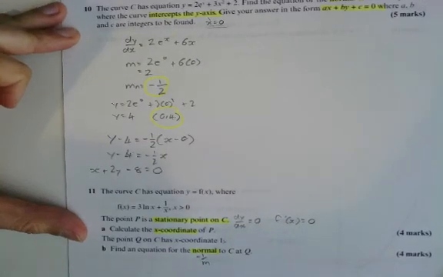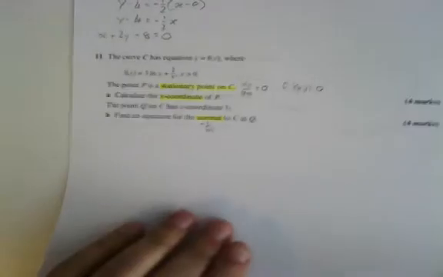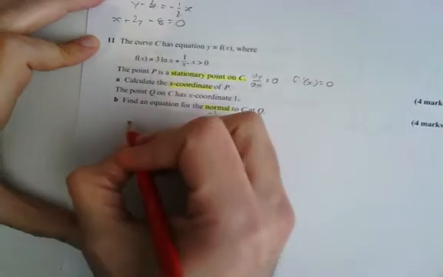And then you've got your coordinates and your gradient, and you can use y minus y1 equals m(x minus x1) to finish that off. Okay, so pause the video please, have a go at question 11 on your own, and then I'll talk through it when you come back when you're ready.